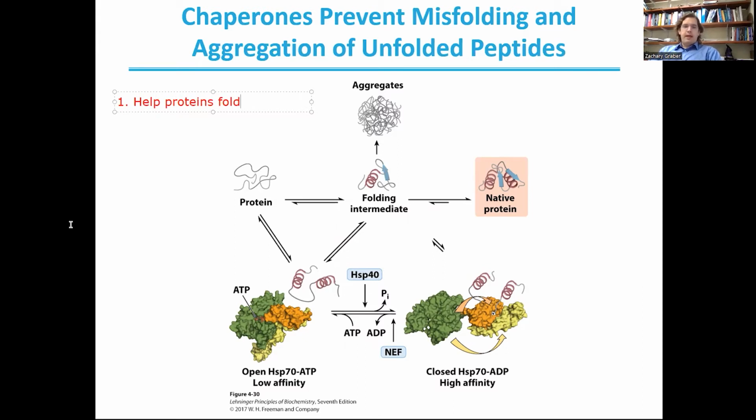They do this by helping proteins to get past those stable intermediates. So they'll often be spending energy in order to help push a protein past one of those free energy barriers in order to get them down to that native folded structure. So this is normally going to require energy. They're going to be binding to the protein in some way, and then helping it to rearrange itself.